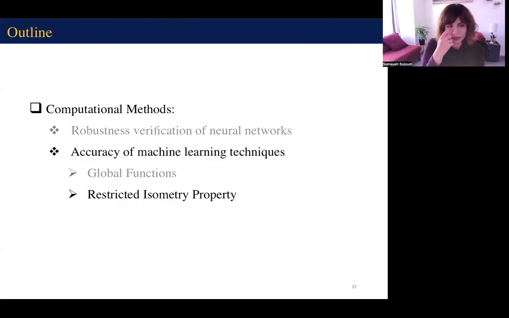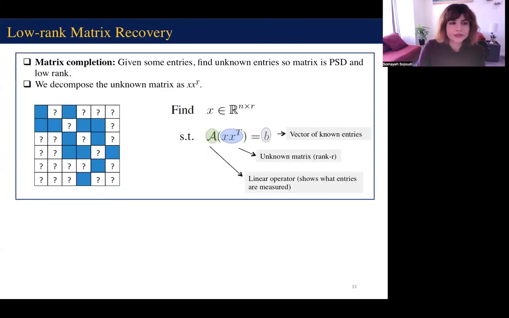Now, let me briefly talk about the notion of restricted isometry. Let's recap the matrix completion problem first. The problem is as follows. We have a matrix with some known entries shown in blue, and the goal is to find the remaining entries. We want to make this matrix as low rank as possible and positive semi-definite.